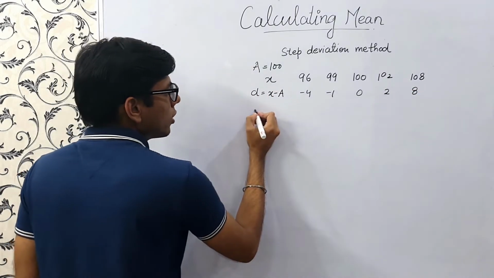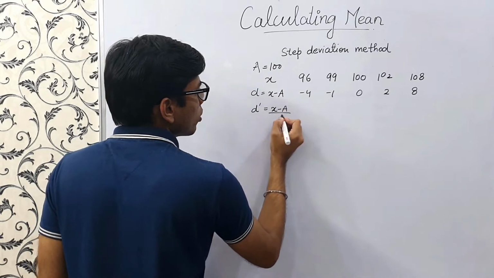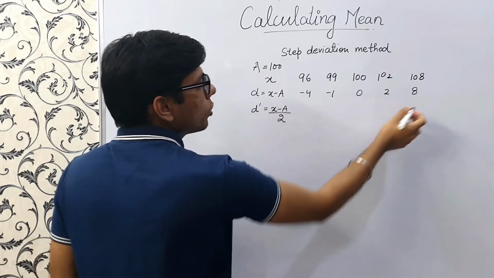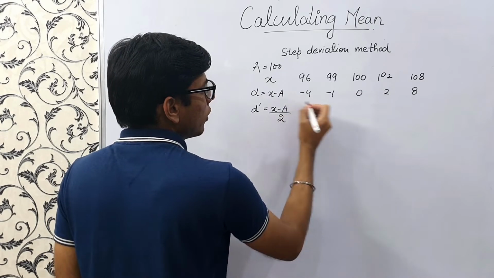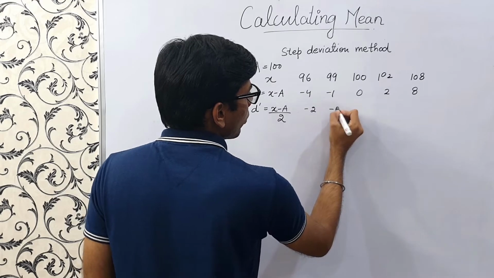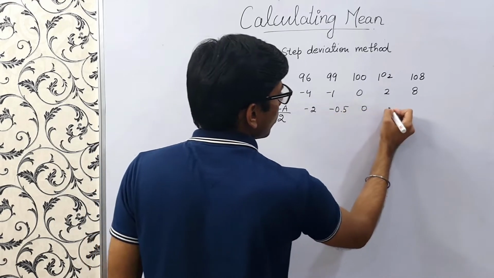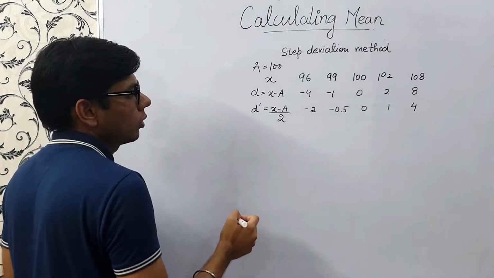and further just divide these deviations by any constant. So here we see that 2 seems to be a reasonable number. We are dividing these deviations by 2, so it turns out to be -2, -0.5, 0, 1 and 4, right?